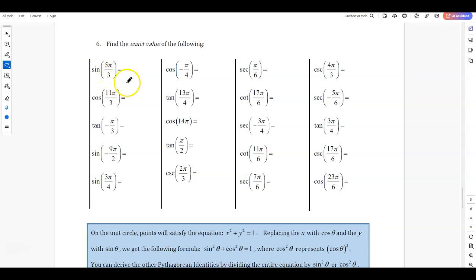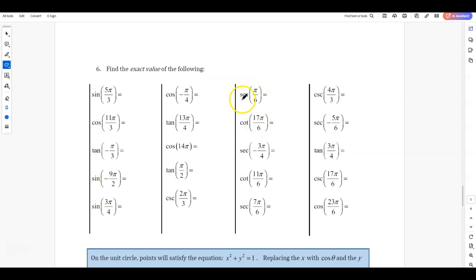Finding sine of 5 pi over 3, negative pi over 4, 17 pi over 6, like all these different angles. That's kind of our goal, where we want to end up. Before we get there, we need to talk about, just in case you haven't seen, what does it mean to have these weird angles that don't even show on the unit circle? Like, what is a negative angle? Or what is this angle 17 pi over 6? How do I find that?